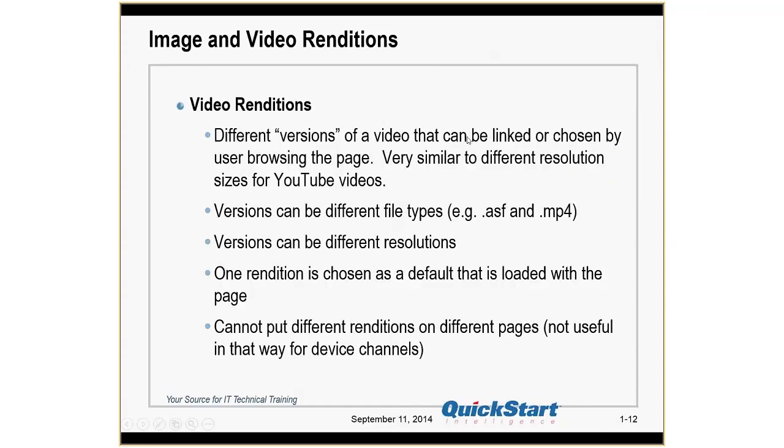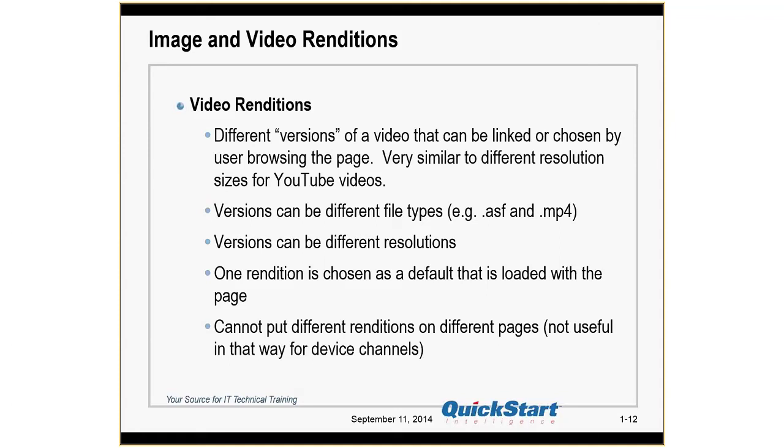Starting with video renditions. So video renditions are different versions of a video file. It actually is a different video. And what you can do with the different video files, so these are separate files, have to be uploaded, is the different versions can be different file types. So you can convert the files into different file types to support different target devices, different players, if you will.